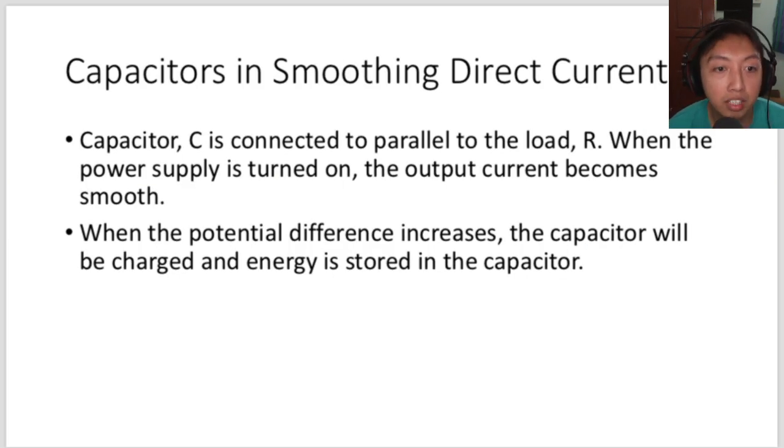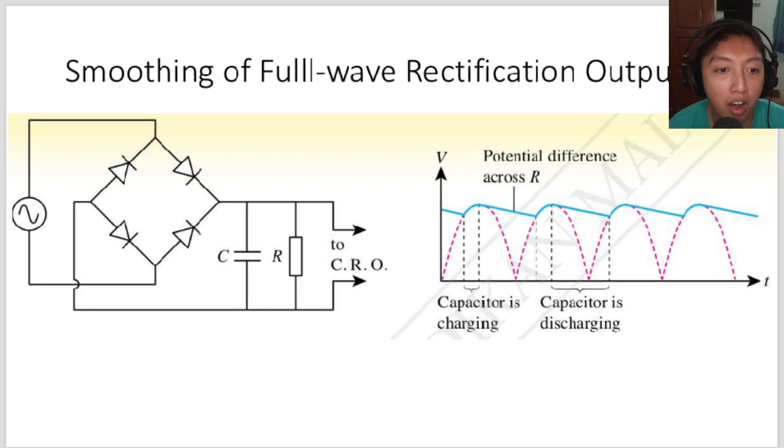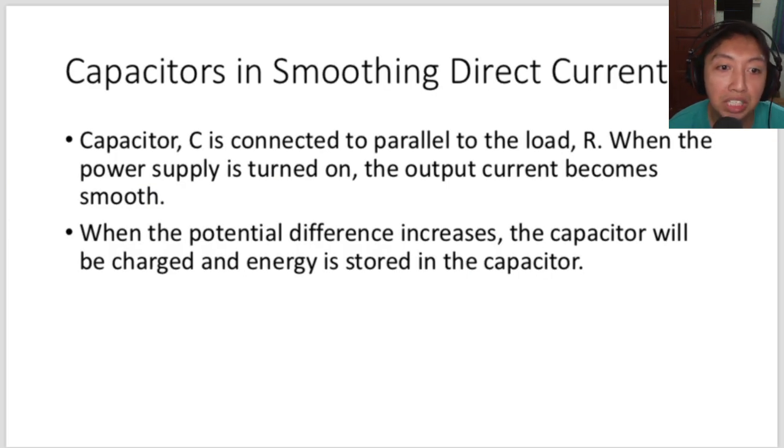So the capacitor is connected in parallel to the load R. So you notice that it is connected in parallel like this, not in series. When the power supply is turned on, the output current becomes smooth. When the potential difference increases, the capacitor will be charged and energy is stored in the capacitor. So when there's current, the capacitor will charge itself up. And when there's no current, the capacitor will release this stored up charge to make up for the gaps in the current.